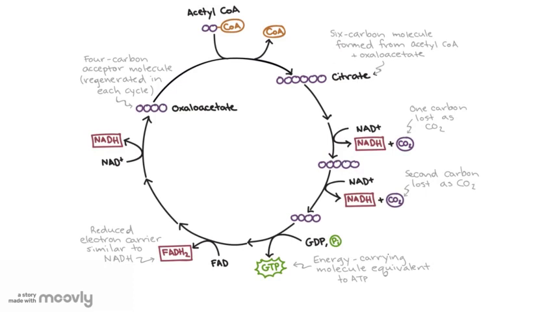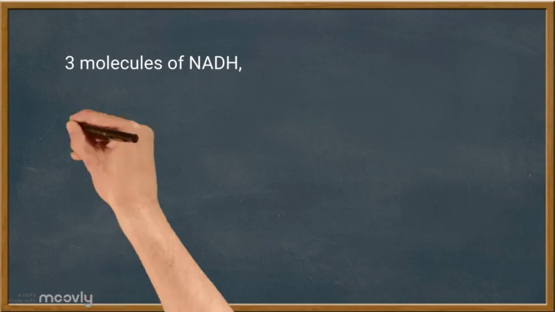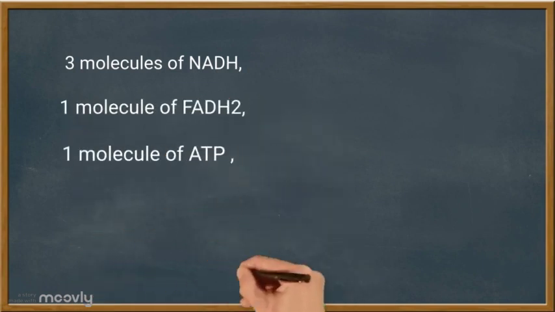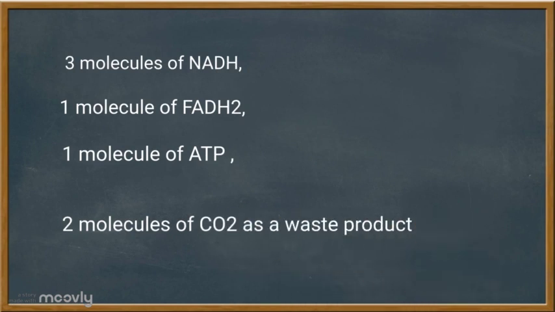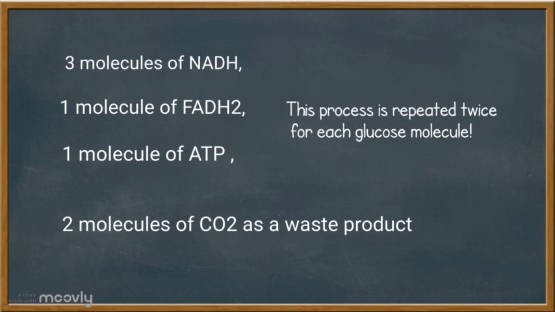This has produced 3 molecules of NADH, 1 molecule of FADH2, 1 molecule of ATP or GTP, and 2 molecules of CO2 as a waste product. 2 pyruvates are formed from 1 glucose molecule, meaning the cycle is repeated twice for each molecule, allowing for higher yields of energy.